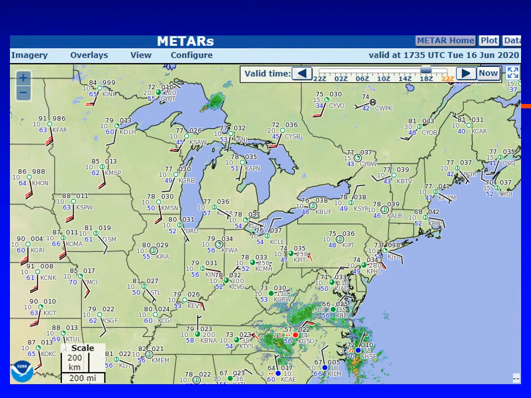And the METARs show that for the most part, the winds are light or maybe even just 5 knots or so. And this is about noontime for the local area, about 18 Zulu or thereabouts. And you can see that there's also reports of few or scattered clouds, no real broken or overcast layers there.